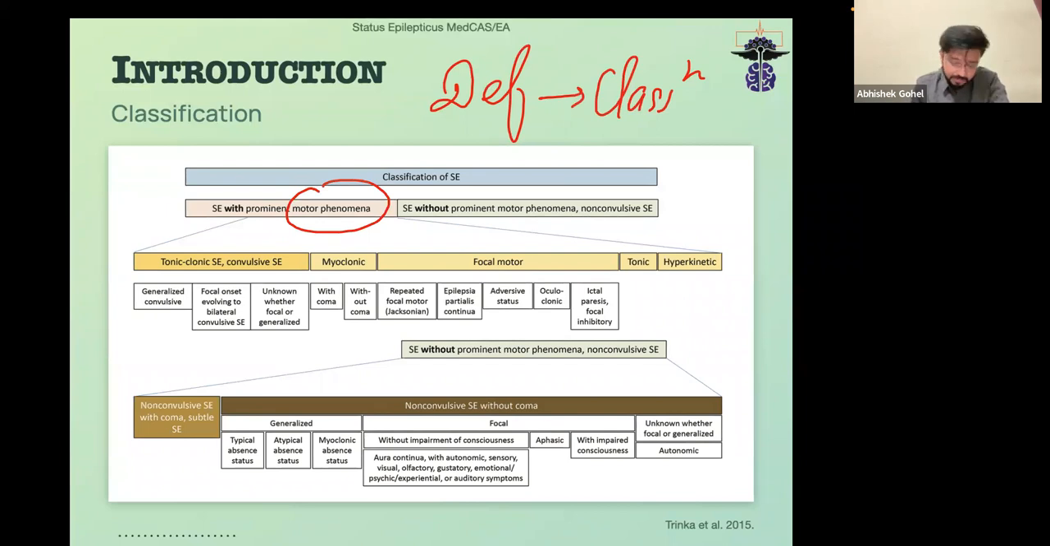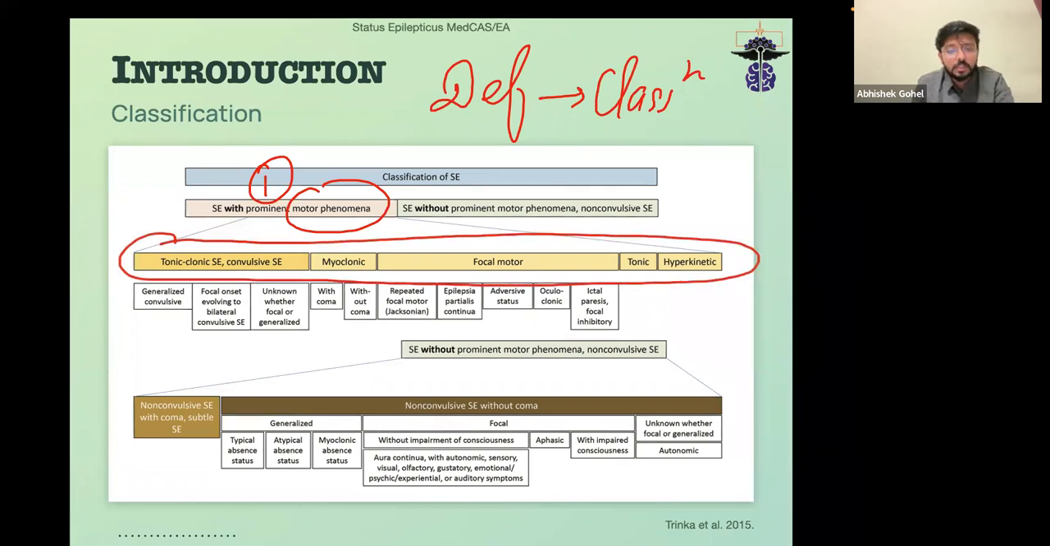The first group over here is very easy to diagnose. They present with a tonic-clonic convulsive status epilepticus. They can present with myoclonic status epilepticus. They can present with focal motor status epilepticus, or it can be a tonic or a hyperkinetic status epilepticus. All in all, they have a predominant motor phenomenon. So they are easy to diagnose. Your threshold to diagnose seizure will be very low when such a patient presents to you.